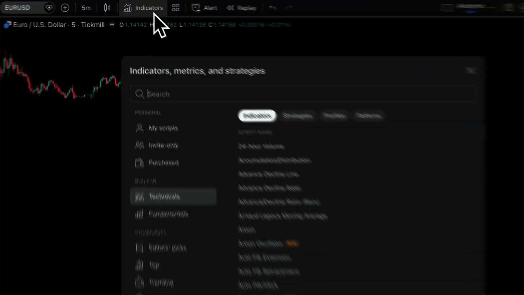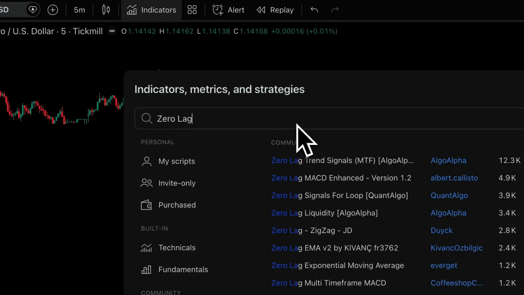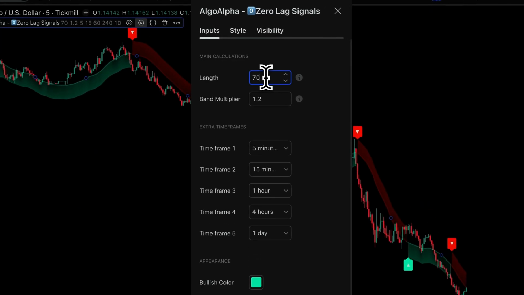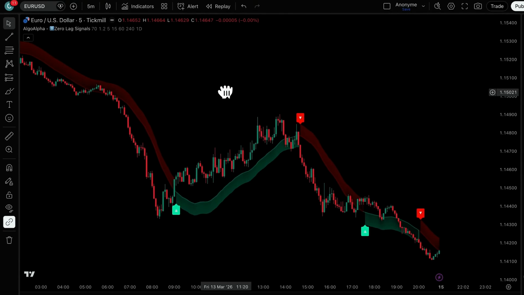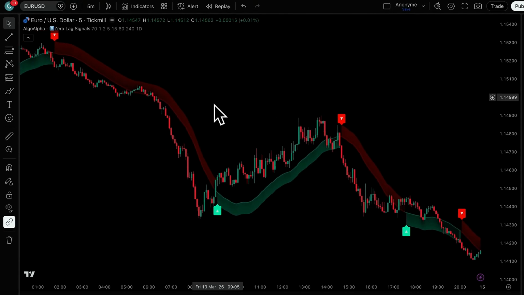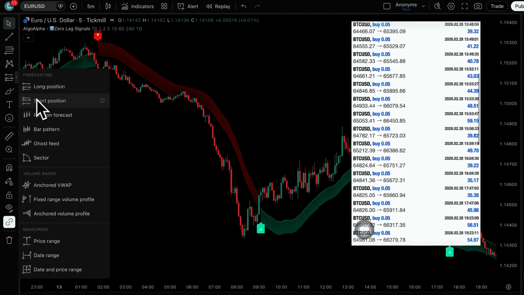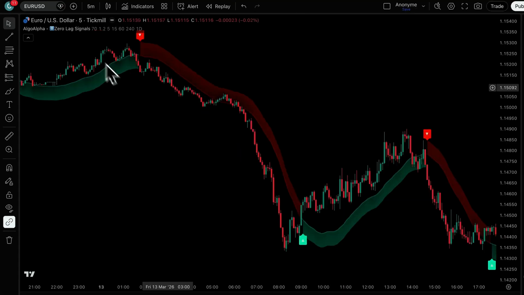First step, we add the technical indicator that we'll use for this scalping strategy. Type it in and you can select this one. Go into the settings, keep 70 in this box and confirm. You have the zero lag technical indicator that gives you buy and sell signals. The signals are very interesting, very effective, and I'm going to teach you how to trade them as simply as possible in this video.